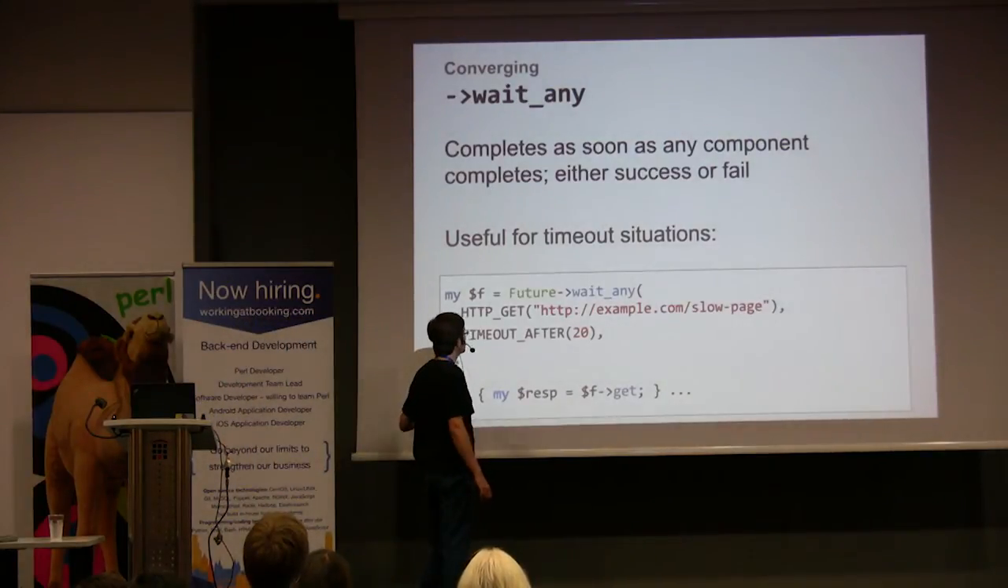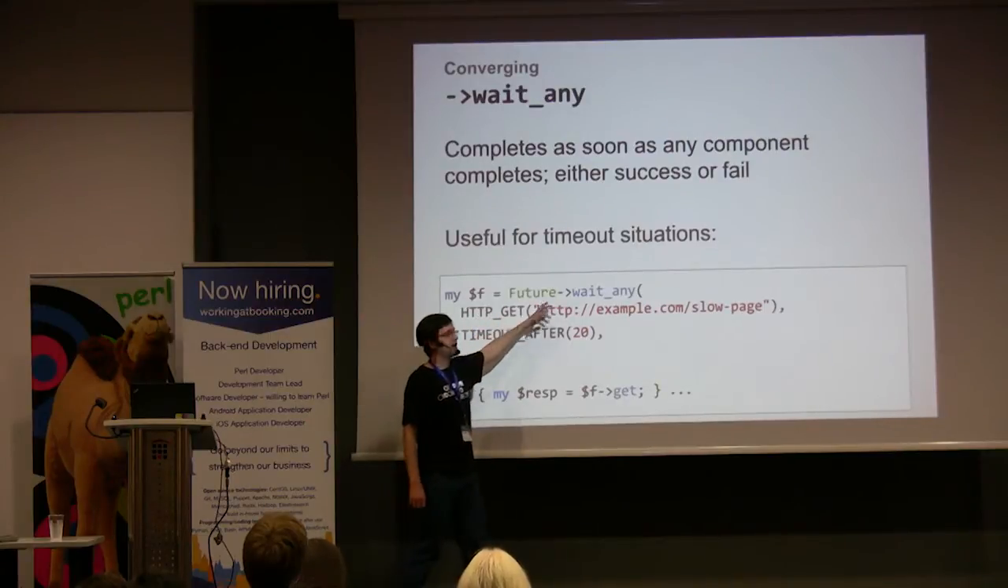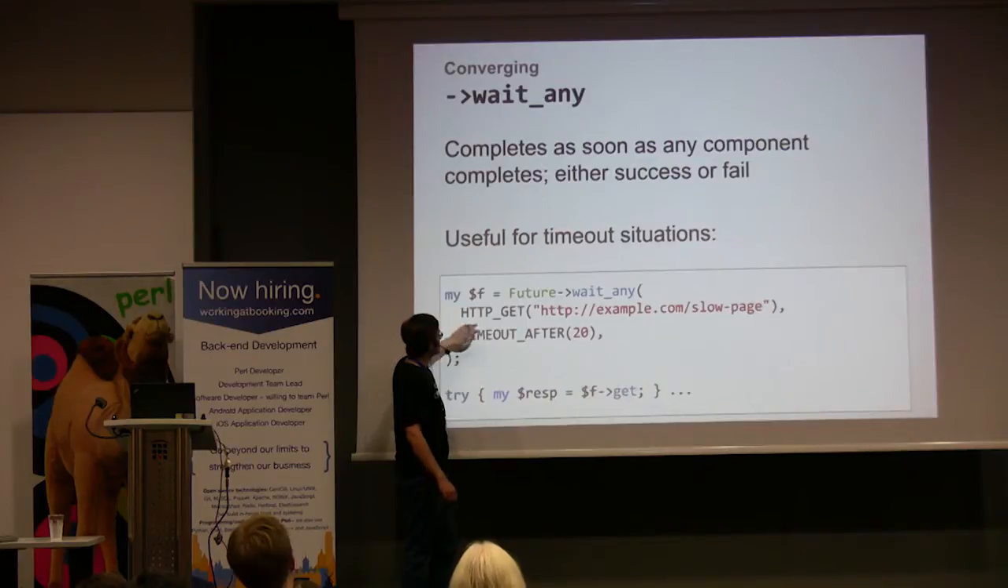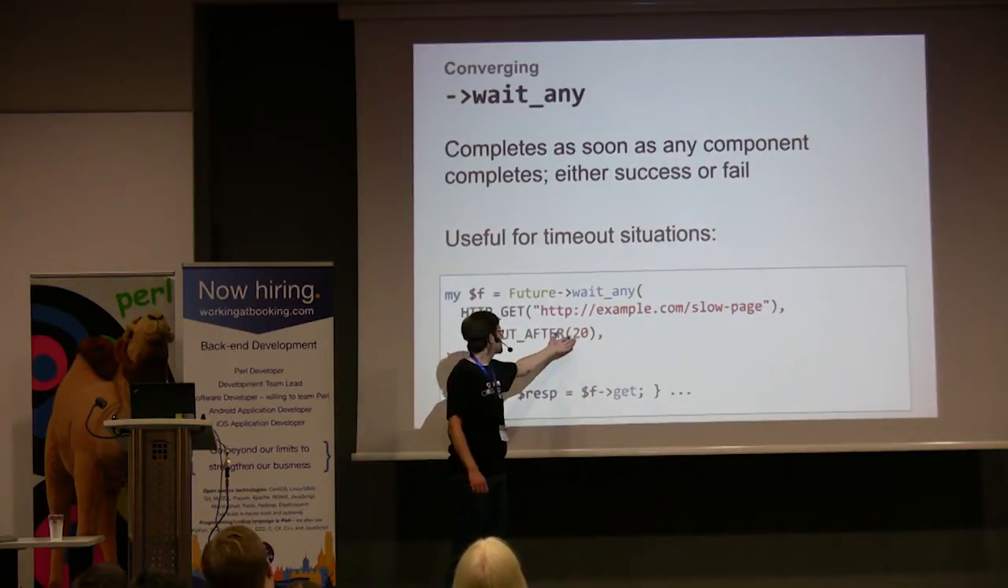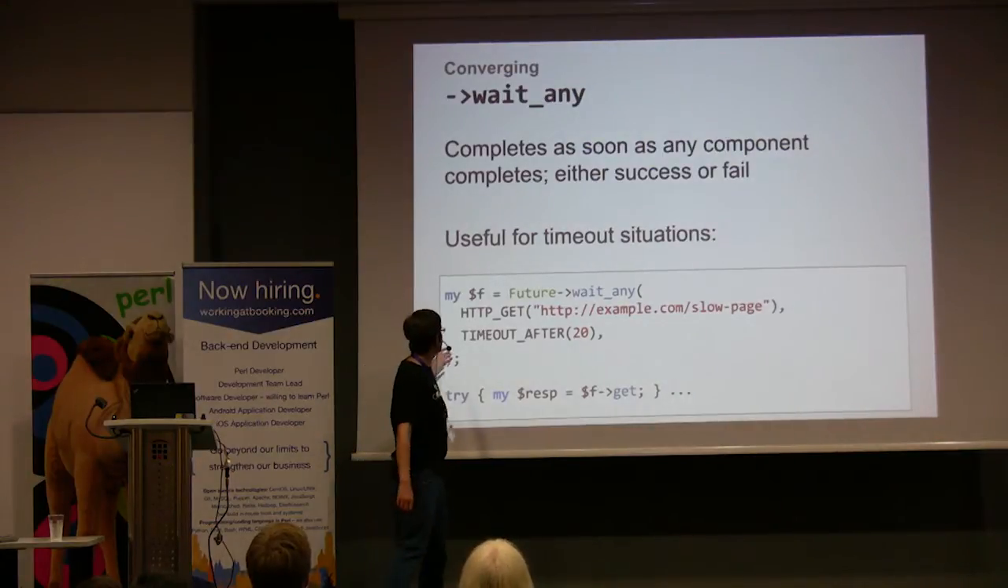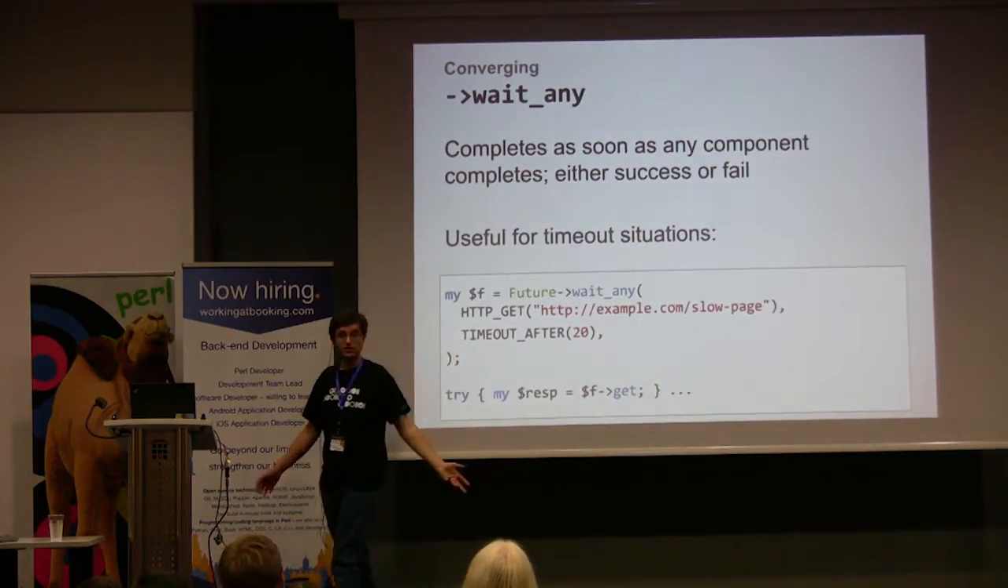Because this is a very powerful structure. HTTP get might return a page, might not. So let's have this new function called timeout. And we say, after 20 seconds, if you're still running, fail. So this thing here returns a future that's going to fail in 20 seconds.